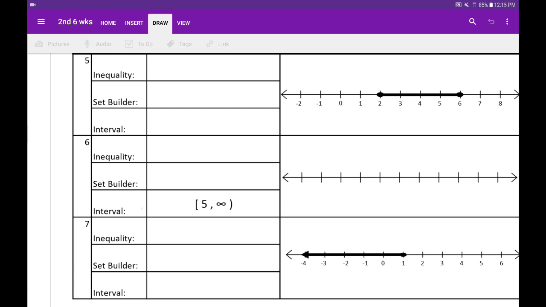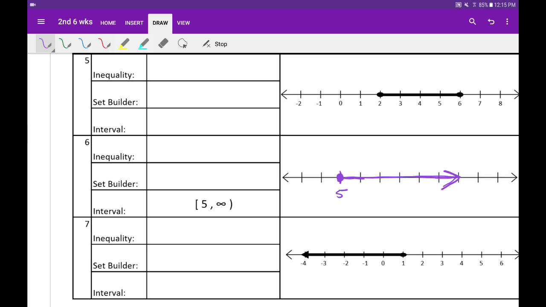Here they give us the interval form: 5 is included, to infinity. I'm just going to pick a line here and make this 5. A closed dot, because it's a bracket there. This interval goes from 5 all the way to positive infinity, which is to the right. So a line with an arrow going to the right means infinity.